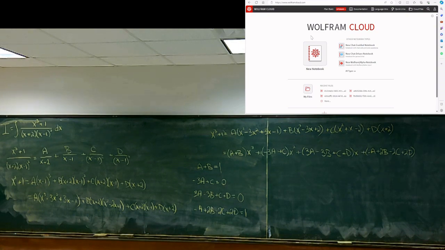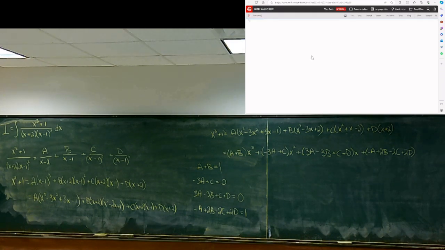Right? So you go to Wolfram Cloud. Right, you've created your free account, so you sign in. You're going to create a new notebook. I'm going to just go ahead and put it at 200% magnification just so it's easy to see on the screen. I think 200% is fine. I might have to go to 300. We'll see.